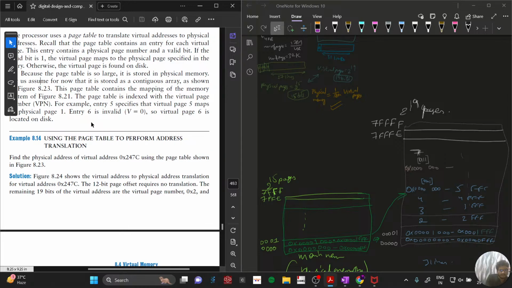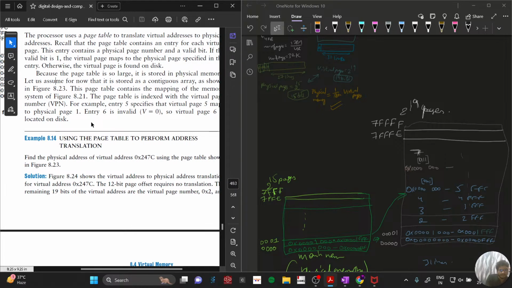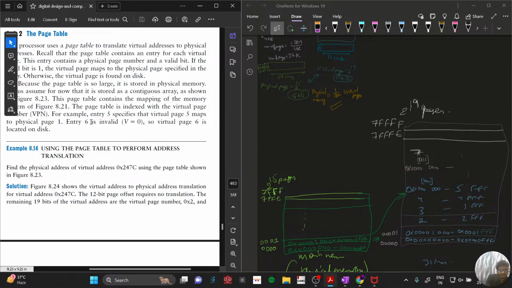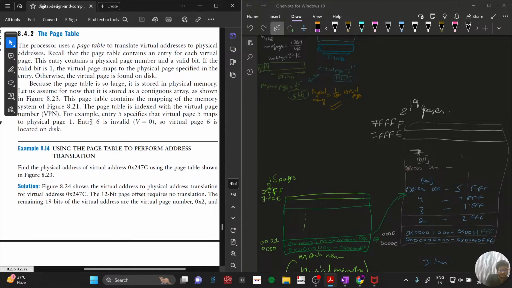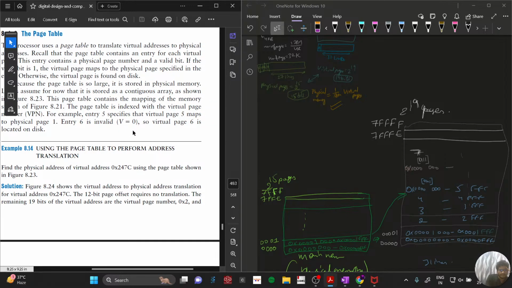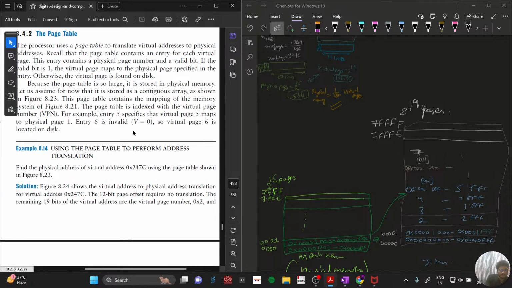The page table is indexed with the virtual page number. For example, entry 5 specifies that virtual page 5 maps to physical page 1. Entry 6 is invalid, so virtual page 6 is located on disk.